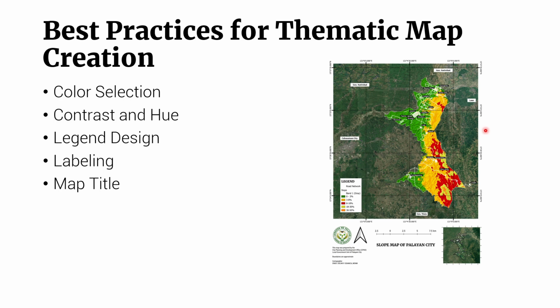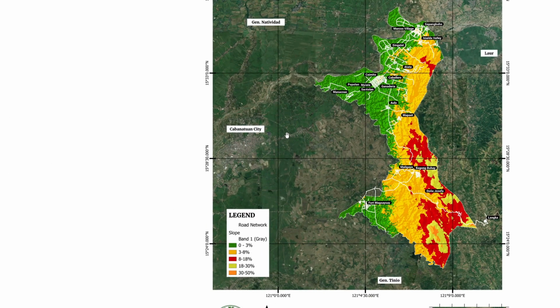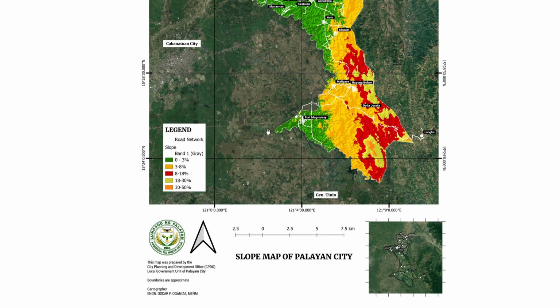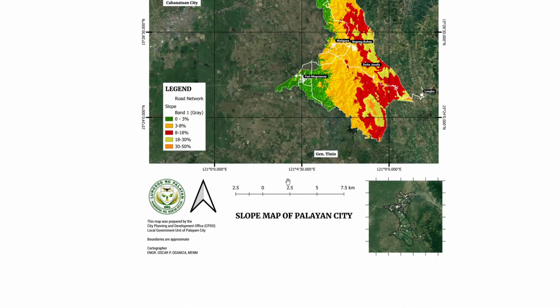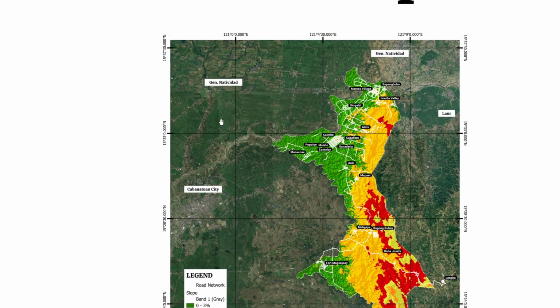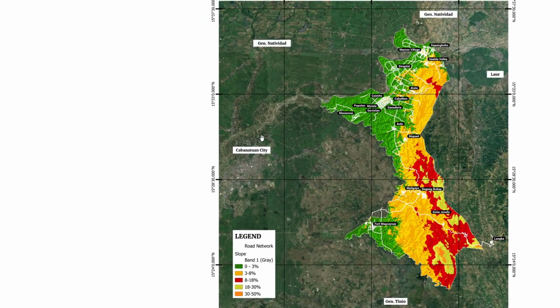And here, the color selection from green to yellow to orange to red. Yan. So, ito ay slope map of Palayan City. So, 30% to 50% yung sobrang steep. 8 to 18% yung medyo steep. And, yeah, ito naman yung 0 to 8% yan. Buildable pa siya. Pero pagdating mo ng 8% hanggang 50%, di ka na pwede magtayo dyan. Sobrang tarik na yan. Okay?